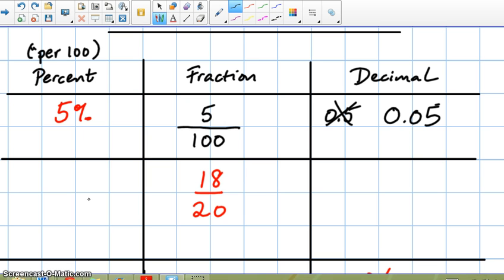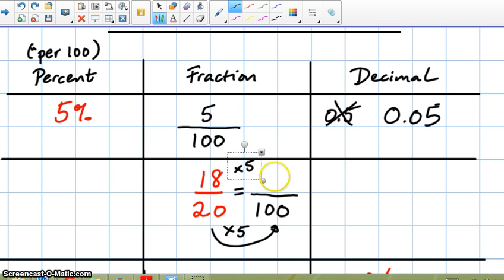So how do we do this? Well, 20 is actually a nice number to work with because we could easily convert that to a fraction over 100. So what we have to figure out is how many times does 20 go into 100? Well, I know 20 times 5 equals 100, so whatever I do to the bottom, I have to do to the numerator. So 18 times 5, as a result, becomes 90. So we know that the equivalent fraction of 18/20 is 90/100. That makes our percent easy because it's 90%.